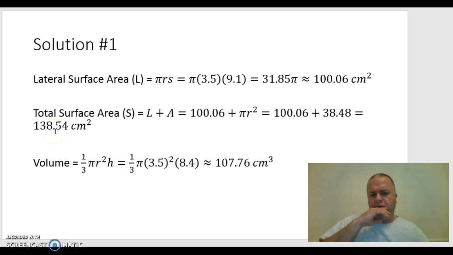The total surface area, well, we're just going to take our lateral surface area, and that's why we did our lateral surface area first. So that way we can just plug that into our total surface area plus the area of the base. We already said the area of the base is pi r squared. So just plugging in the radius of 3.5, squaring it, and then multiplying that by pi, we're going to get 38.48 plus our 100.06 from our lateral surface area to get a total surface area of 138.54 centimeters squared. Remember, when we're doing these formulas, to do the exponents before we do the multiplication.